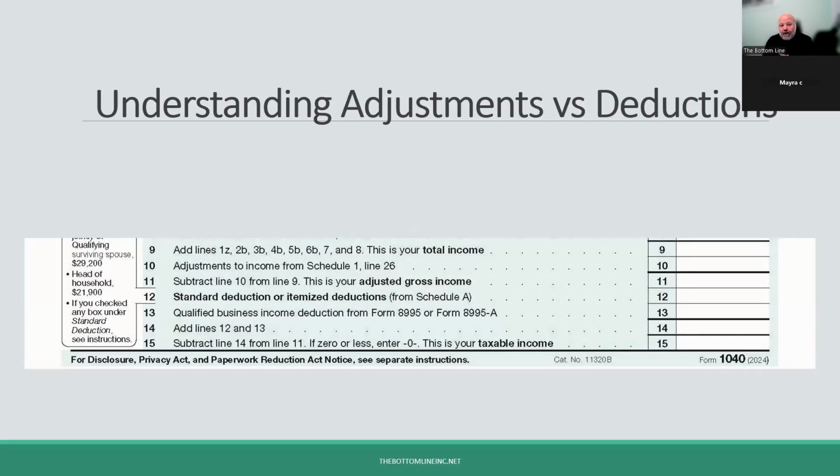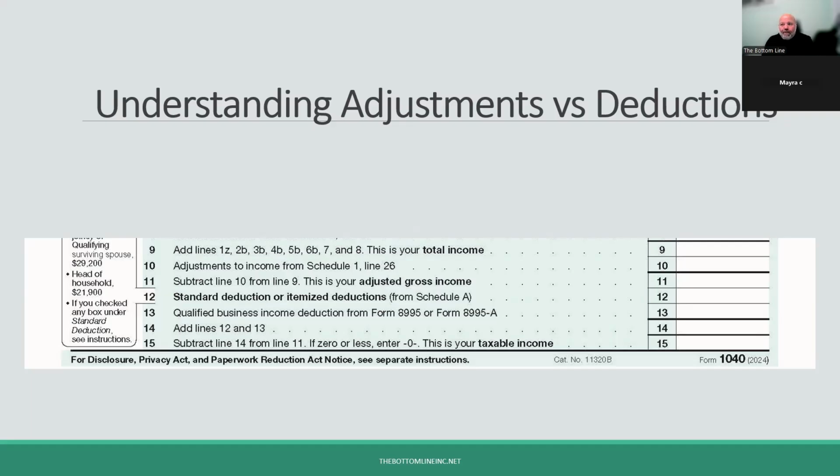So here on our 1040 on line 9, we got our total income. The last few weeks we've been talking about income. Now we're going to talk about reducing our income. Line 10 is adjustments to income, and that's from our Schedule 1. The first part of Schedule 1 was other income. The second part of Schedule 1 is our adjustments to income. And when we subtract that from our total income, we get adjusted gross income, otherwise known as the AGI.